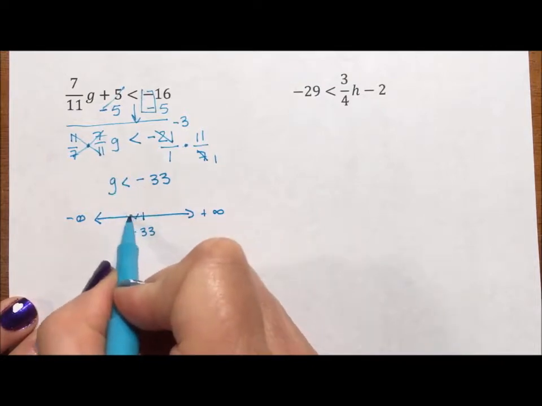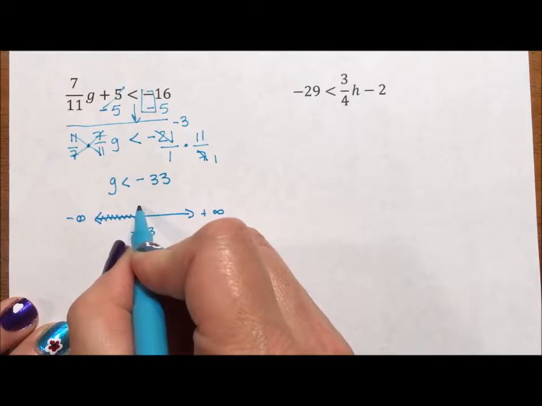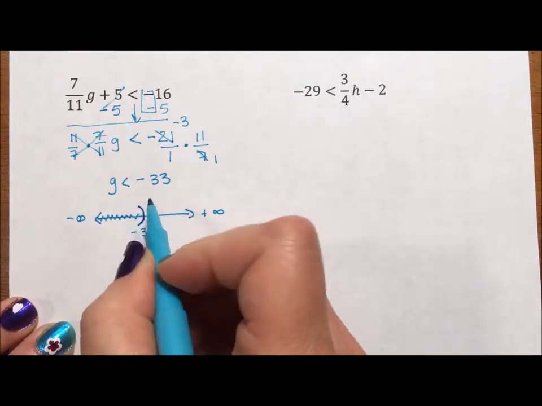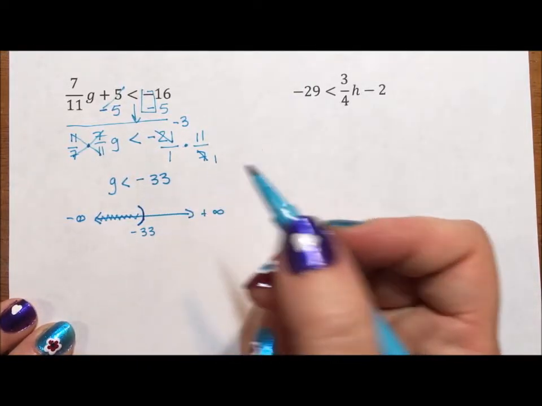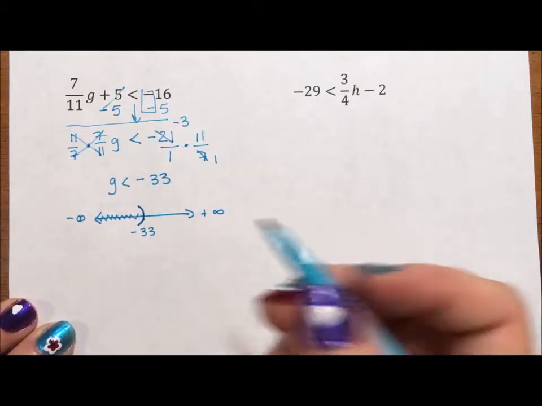G is less than, so I'm going to go this way. Instead of doing an open circle because it doesn't equal, I'm going to do a parenthesis. It's just a shift. Open circle, parenthesis, closed circle, bracket. Bracket because you can touch, parenthesis because you can't.